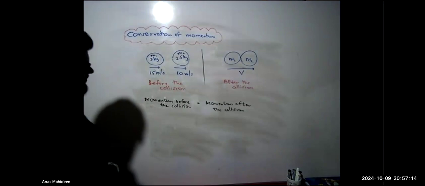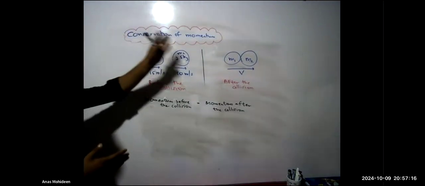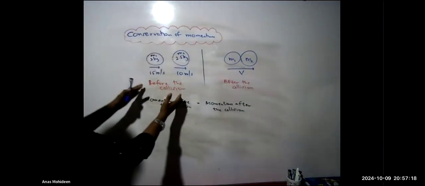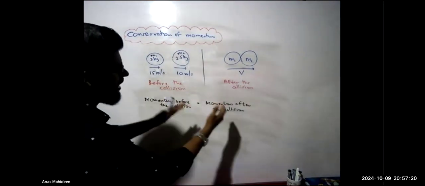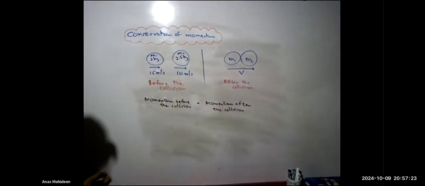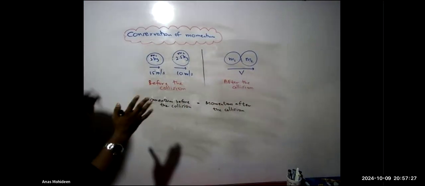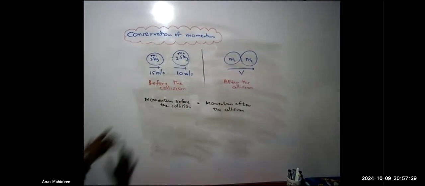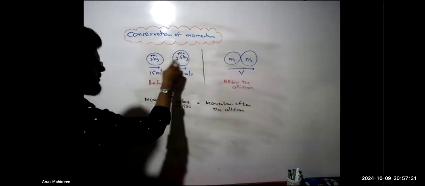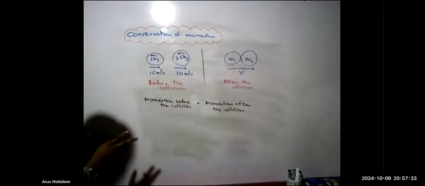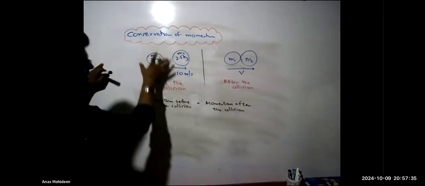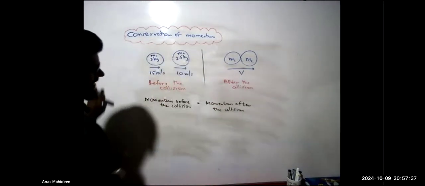How do we find it out? The momentum conservation law says that the momentum before the collision is equal to the momentum after the collision. So how do we find it? Now look at this. I hope Shareen, you understood clearly. Before the collision, how many people are there? Two people are there. So both of these I have to find out separately.